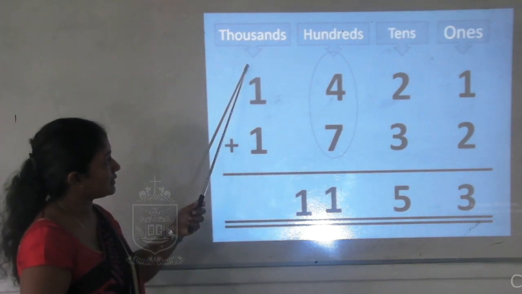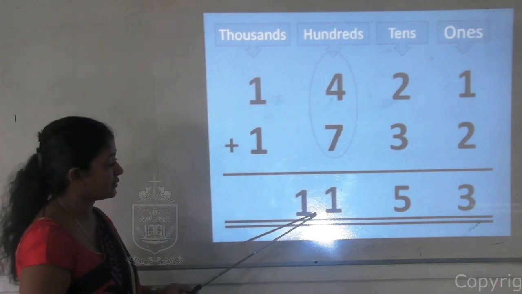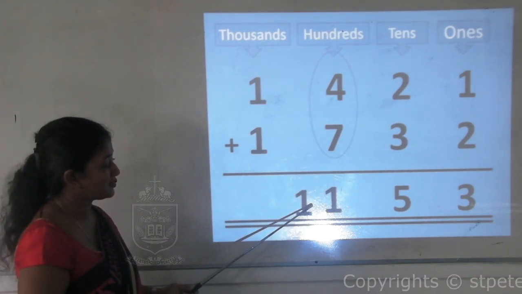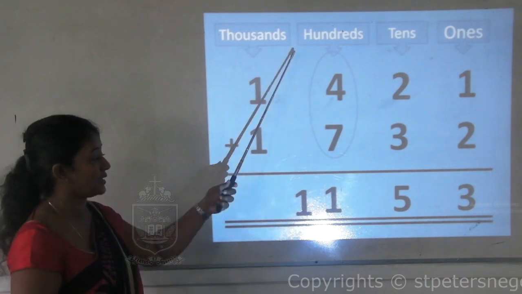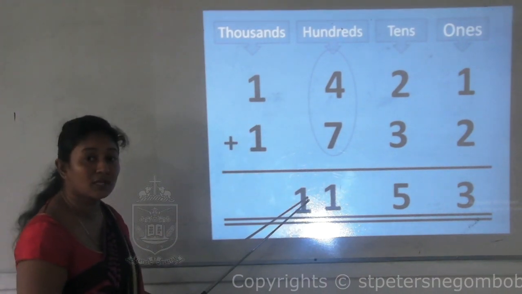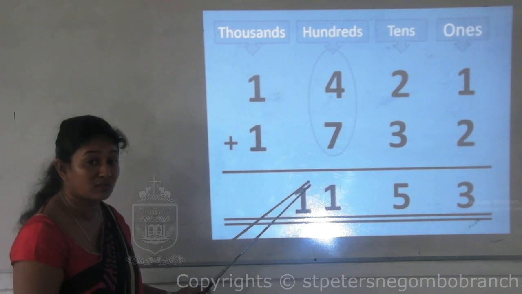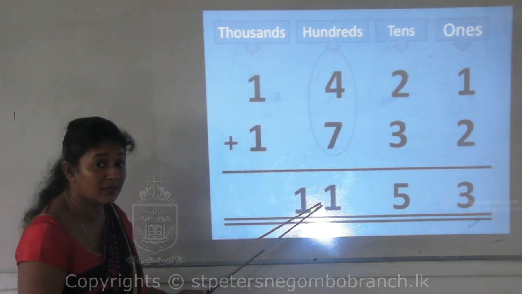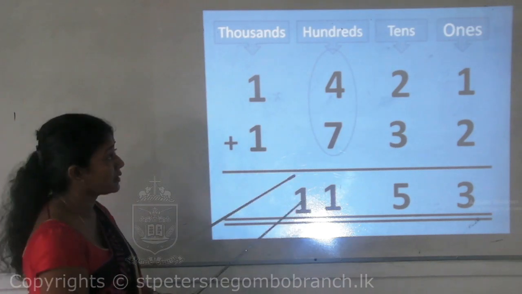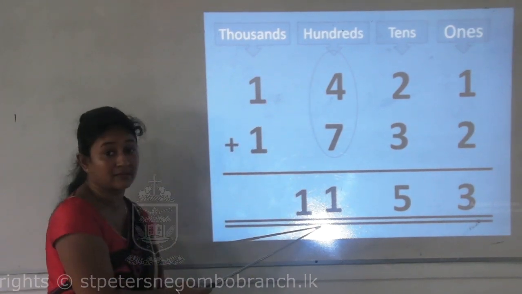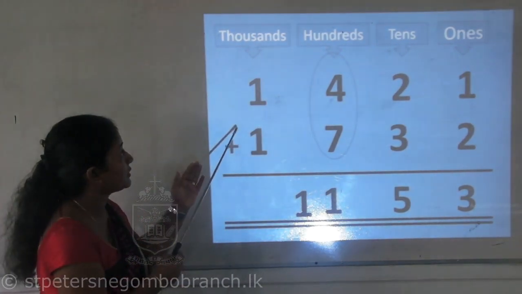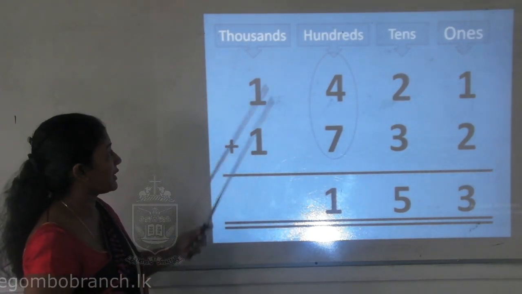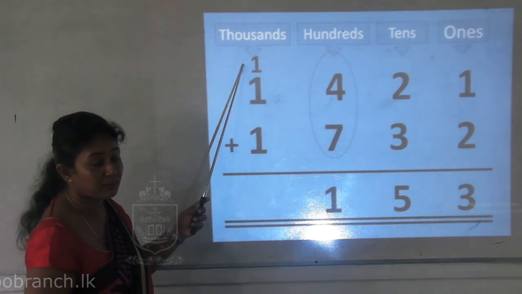Before you carry it here, you have to think, why are we going to carry this number? My dear students, 11 hundreds mean 1100. Can you hear that number? 1000. We cannot keep thousands in the 100 place. We have to carry them into the 1000 place. So that's why I'm going to carry that number into the 1000 place.